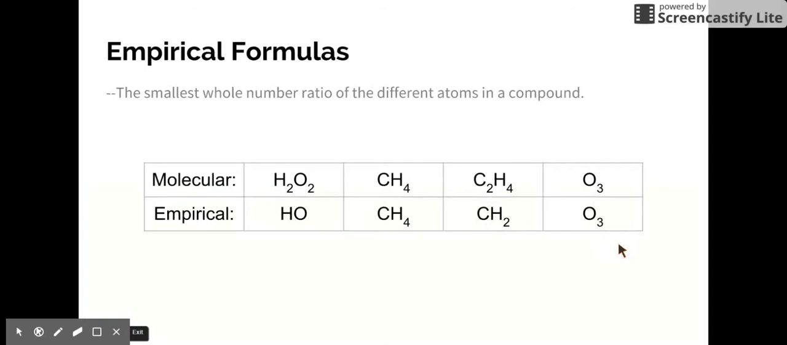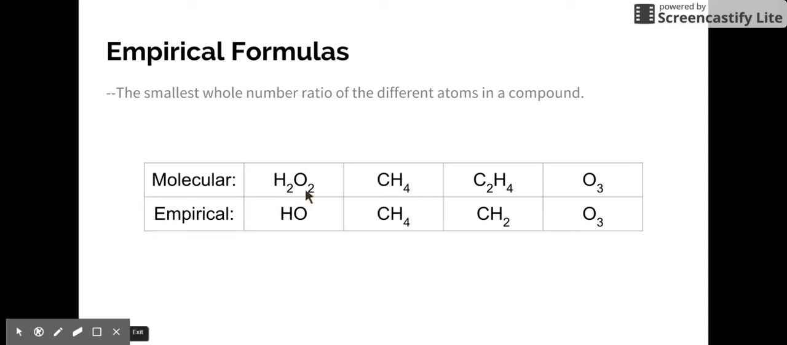Let's get started. So we're talking about empirical formulas. Empirical formulas are the smallest whole number ratio of the different atoms in a compound. So if we have a compound, here are some molecular compounds: H2O2, CH4, C2H4, and O3. Now, empirical formulas are the smallest whole number ratios of each.